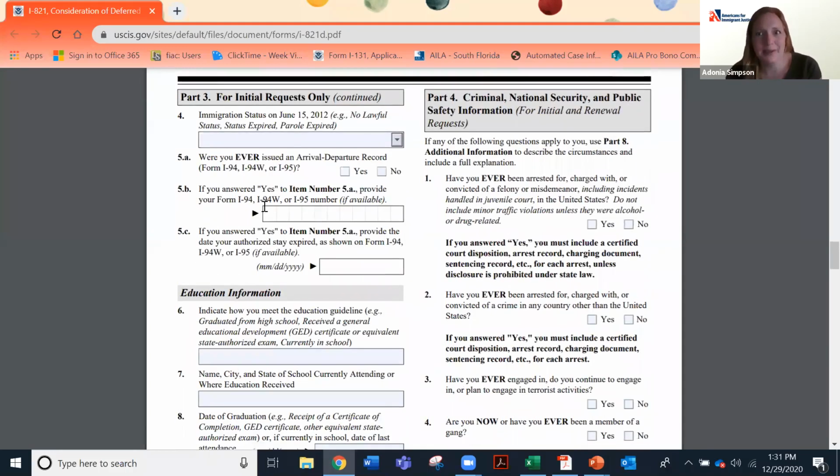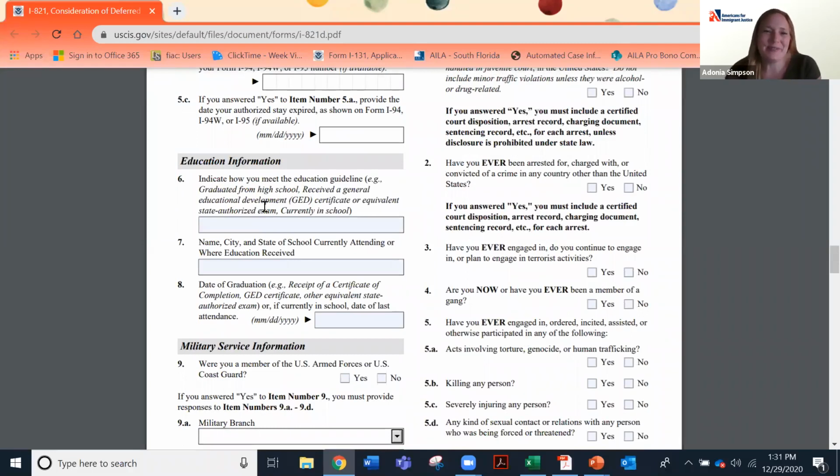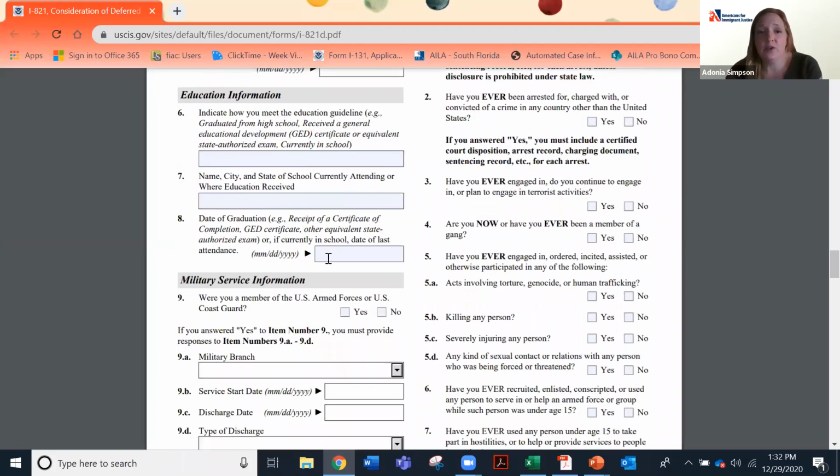All right, moving on. Education information. You have to indicate where you are currently receiving your education or where you received your education in the past, the city, the name, the city and state, where this is happening, and a date of graduation, or if you're currently in school, the last date of attendance.